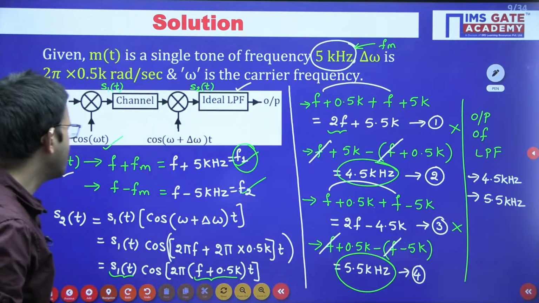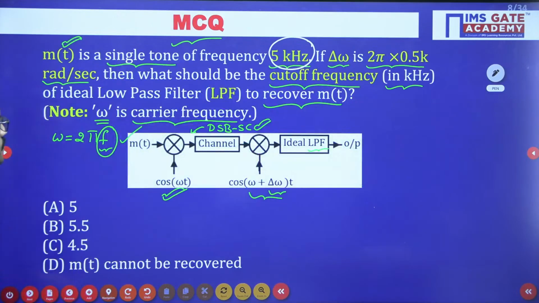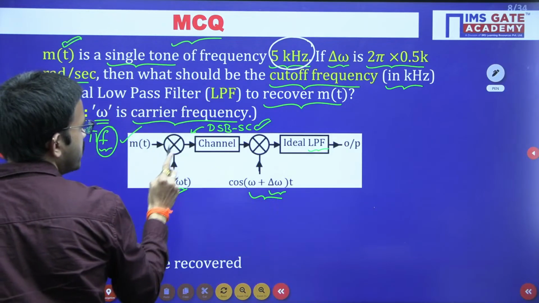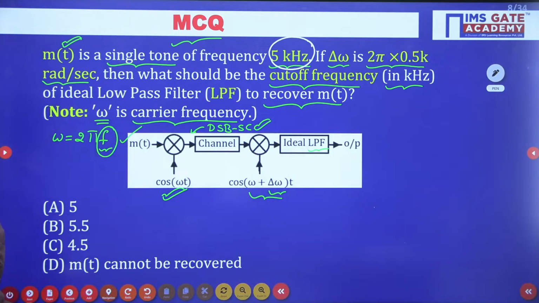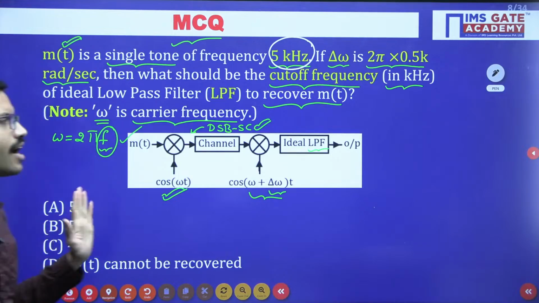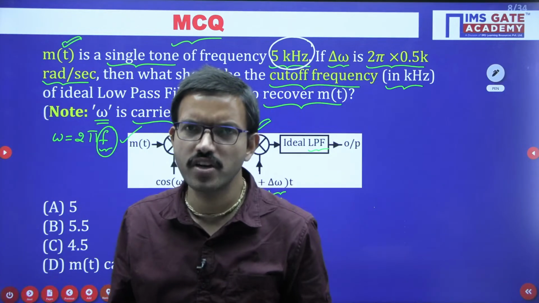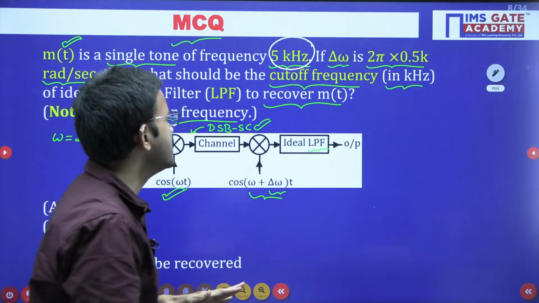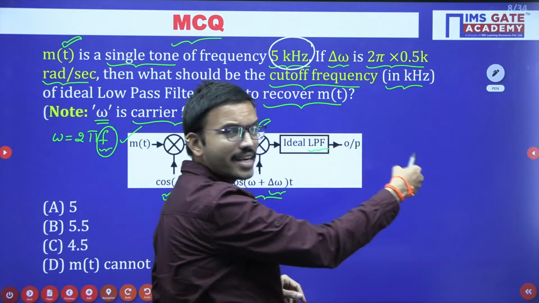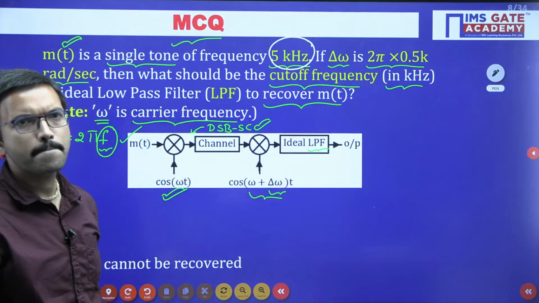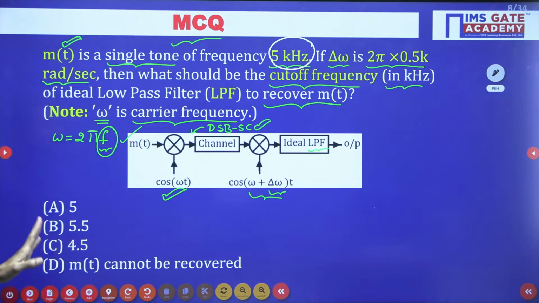Now just look at the question and choose the correct answer. In order to recover the message signal, what should be the cutoff frequency of the low pass filter? They haven't asked what frequencies we are getting at the output of the low pass filter. That is not the question. Here the question is, in order to get the message signal at the output, what cutoff frequency we have to choose for the low pass filter? This is a very interesting question. All of you please mention your answer in the chat.